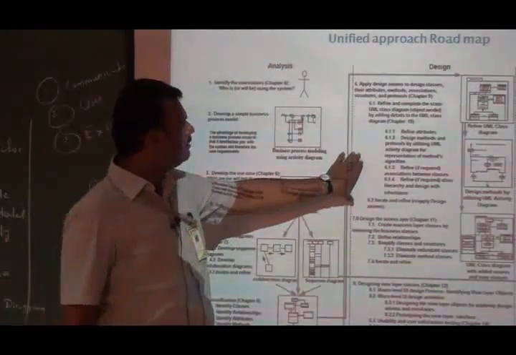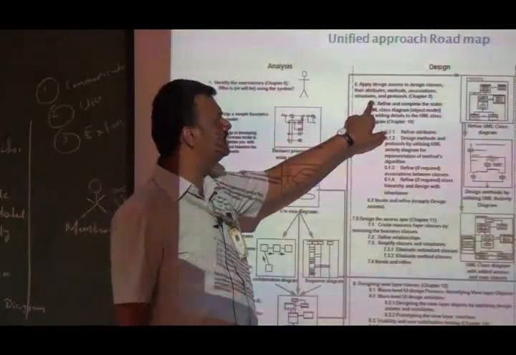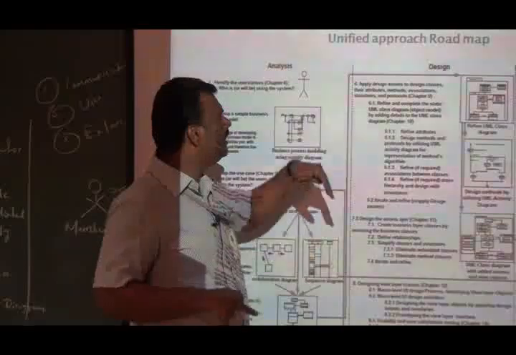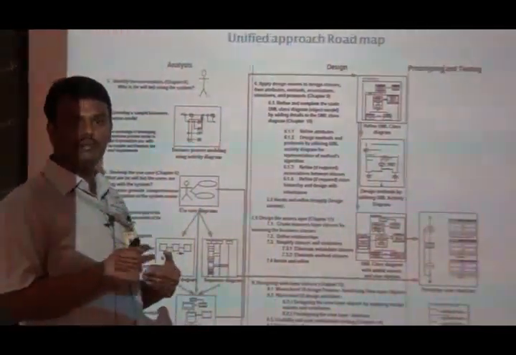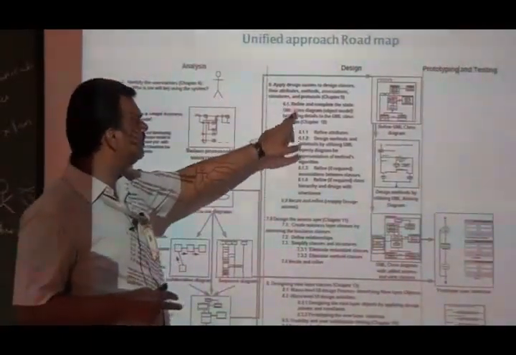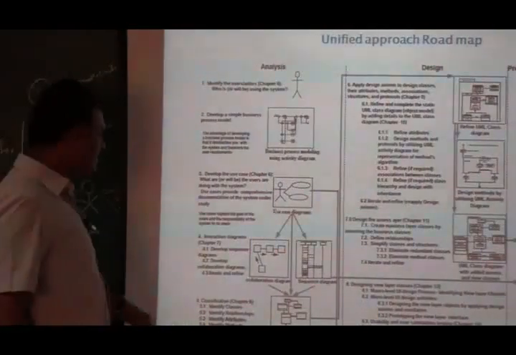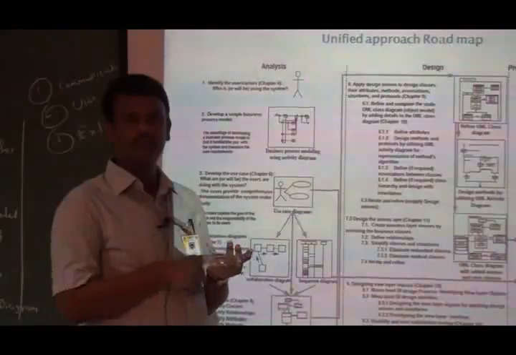The next one, the design part. After that, we are going to apply the design axioms. What are the different types of axioms? Independence axiom and information axiom. We are going to apply the design axioms for designing the classes, attributes, and methods, then the associations identified during the analysis phase. How to identify the classes? There are different approaches for identifying the classes: the noun phrase approach and the common class pattern approach.